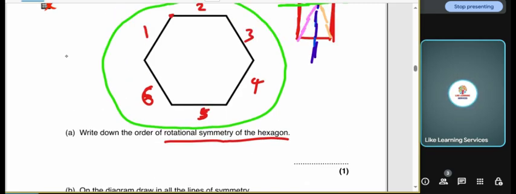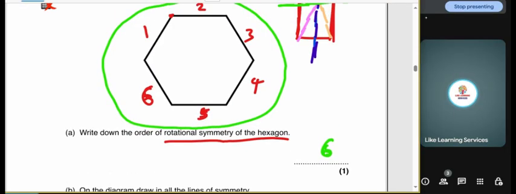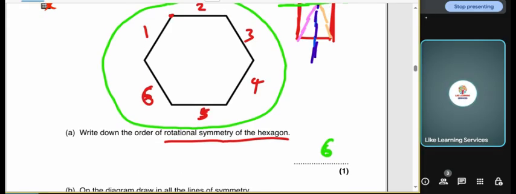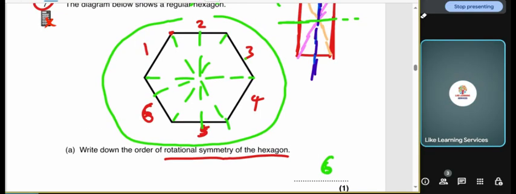All right, this has 6 lines of symmetry. If you want to draw it, it's not a big deal because it says on the diagram, draw in all the lines of symmetry. Just use this, this, this, this, this. In fact, you get 6 in all. Let me not mutilate the diagram too much.